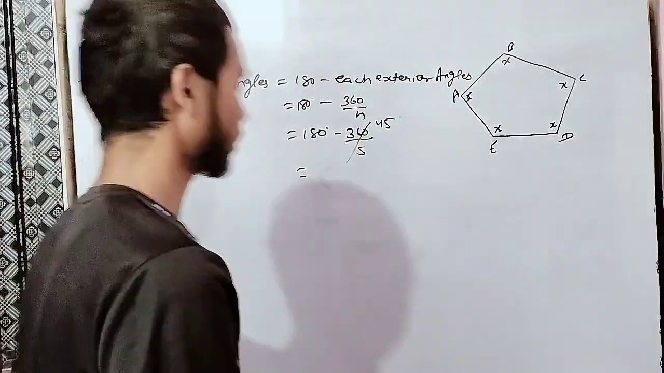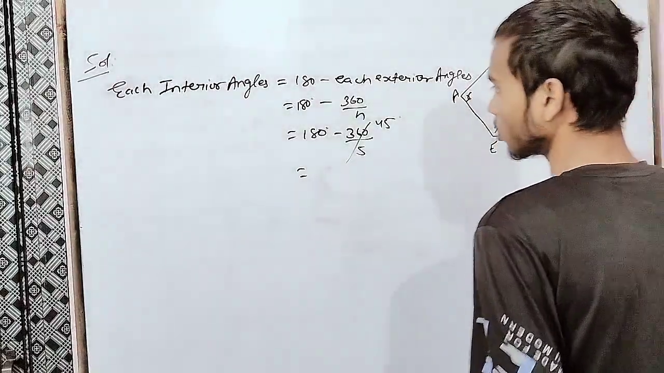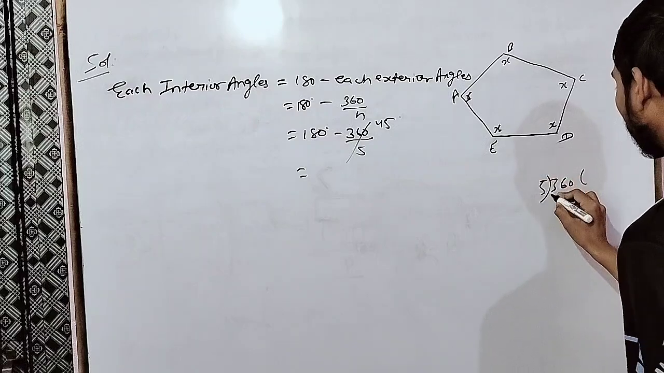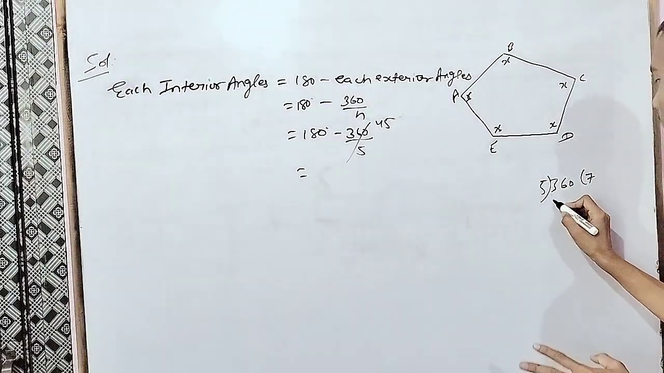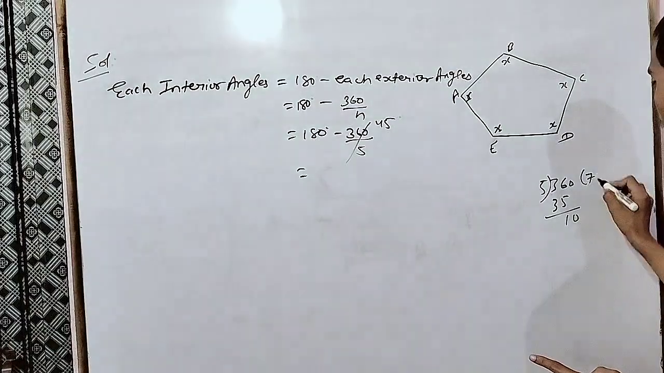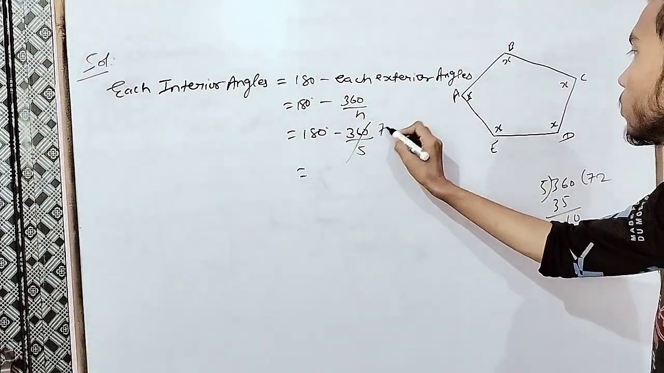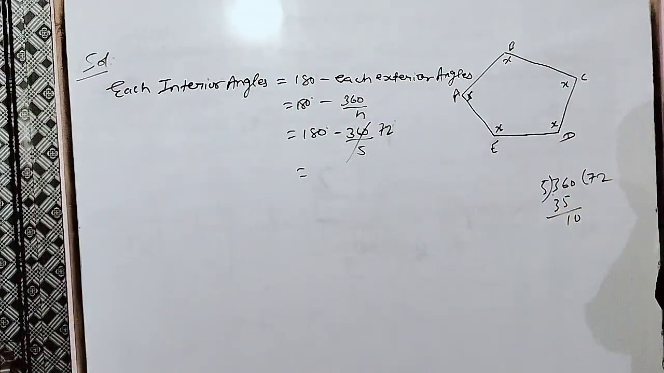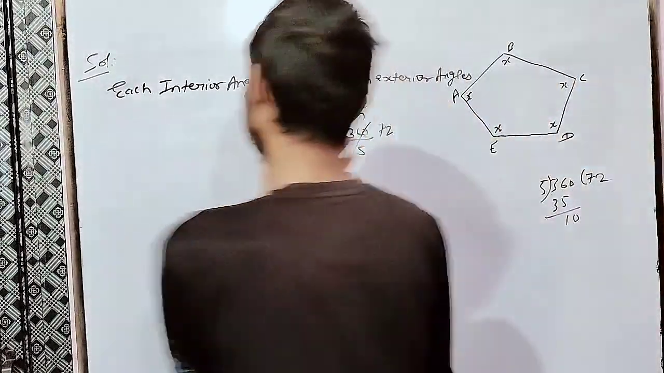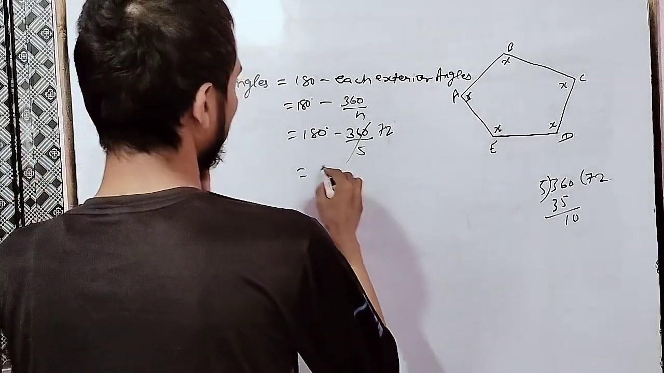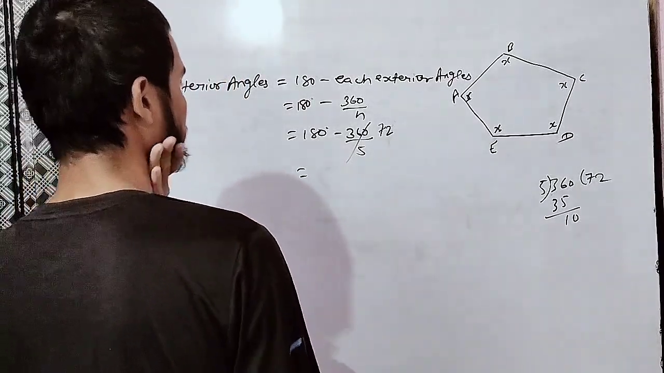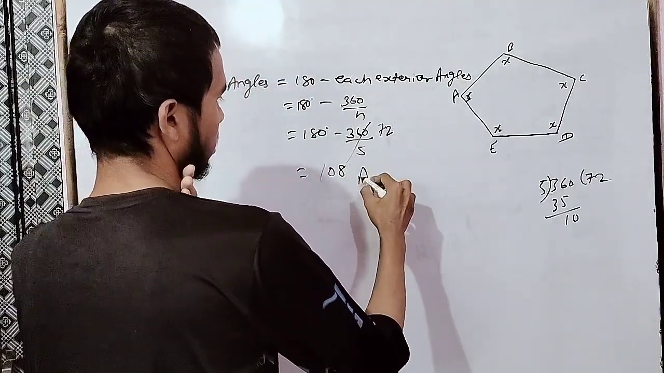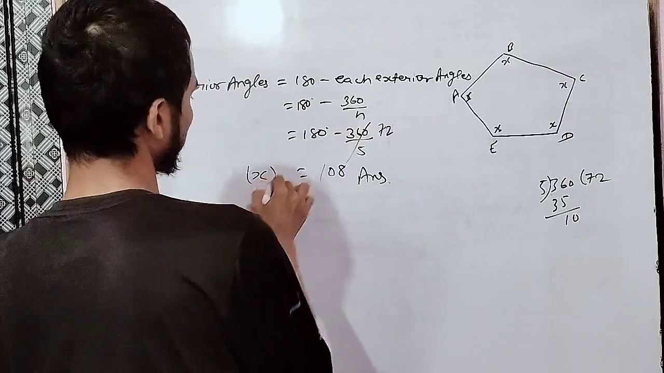No, we can directly write it down. Is it correct or not? 5 sevens are 35, and this was 72. This is 72. We don't have 400 something. So 72. We have 72. So of course 108. This is our answer, which can be X.